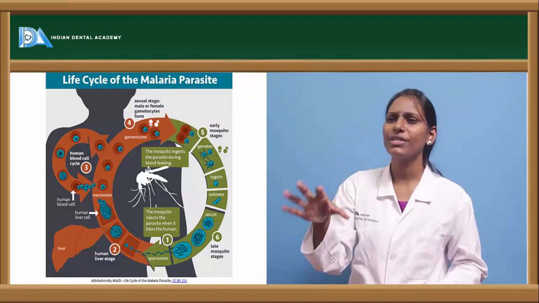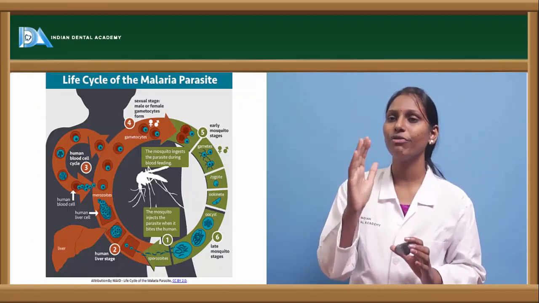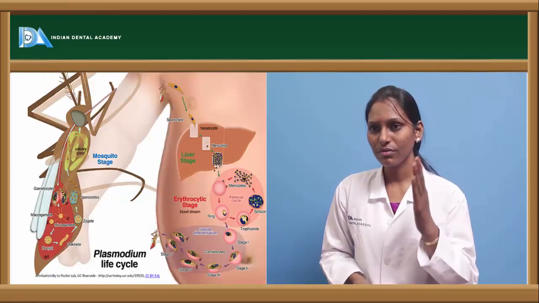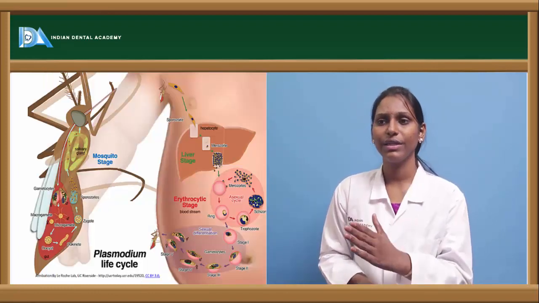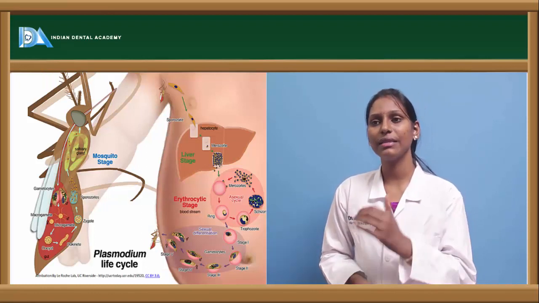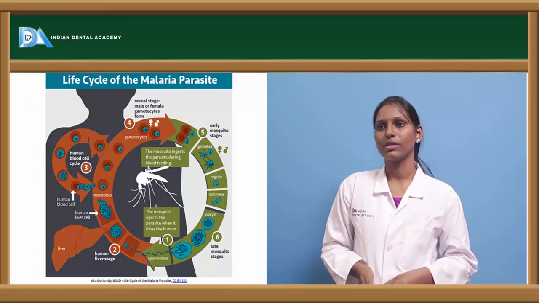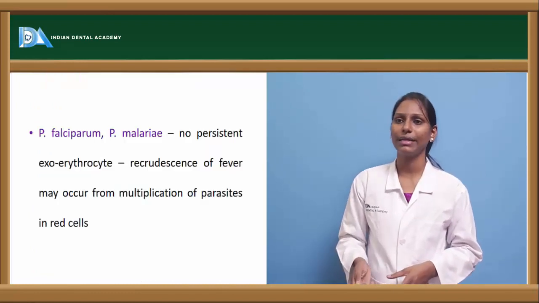This picture shows a clear view of the life cycle of the malarial parasite, where the sporozoites are converted into merozoites and then to gametocytes, and these gametocytes in the mosquito are converted again into sporozoites. This picture is the life cycle of the malarial parasite.